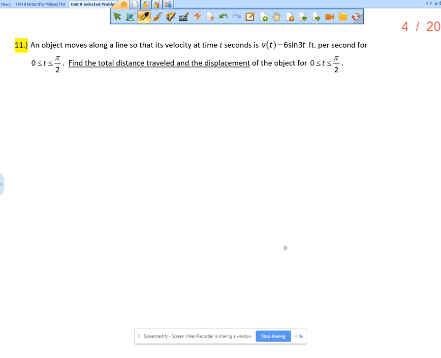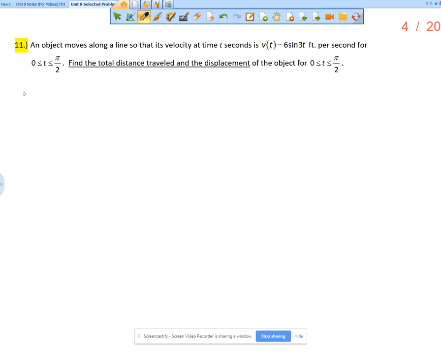This is the solution video for section 8.1, problem number 11. An object moves along a line so that its velocity at time t seconds is v(t) = 6 sin(3t) feet per second. For t between 0 and pi over 2, find the total distance traveled and the displacement of the object.